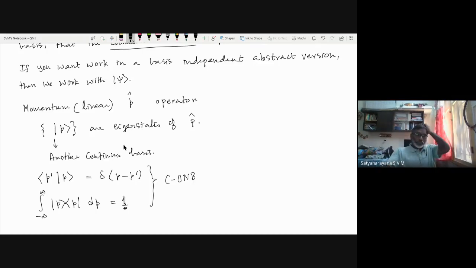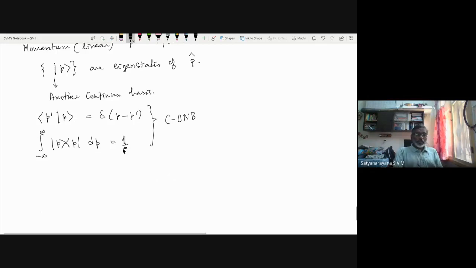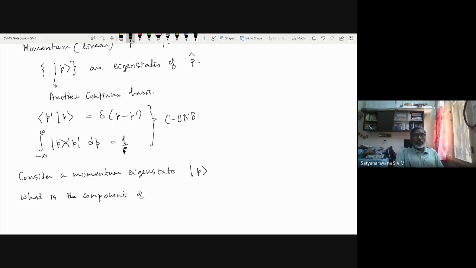Now we can ask the following question. Consider a momentum eigenstate. I will call it |p⟩. What is the component of |p⟩ along |x⟩, in the position basis?